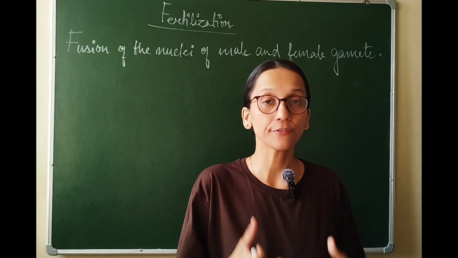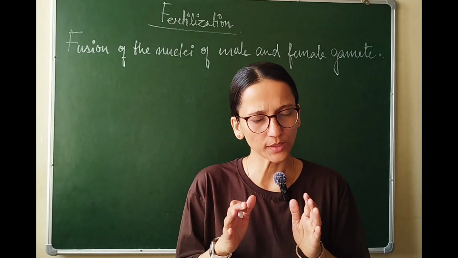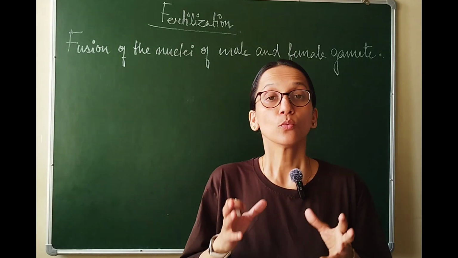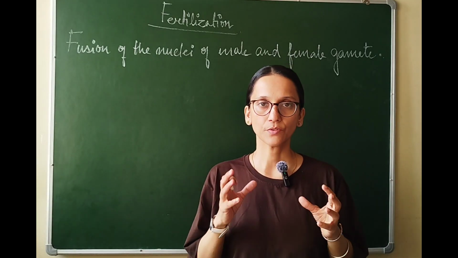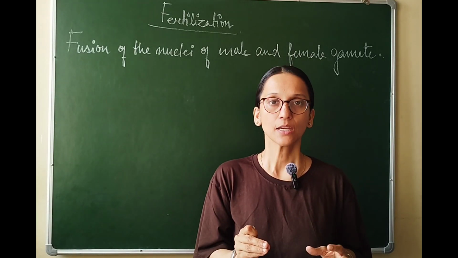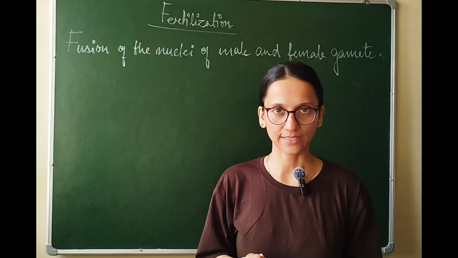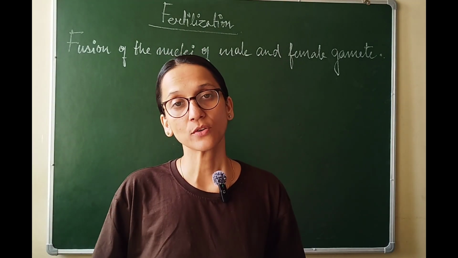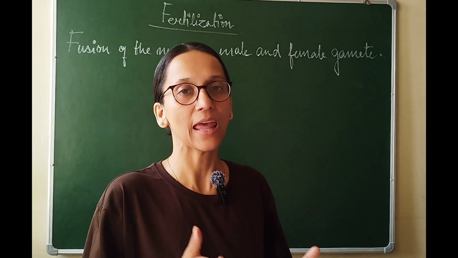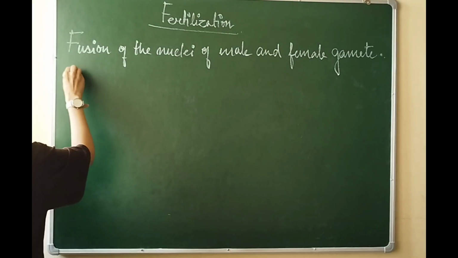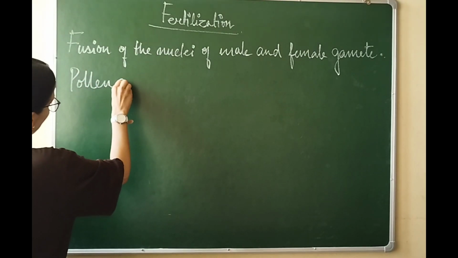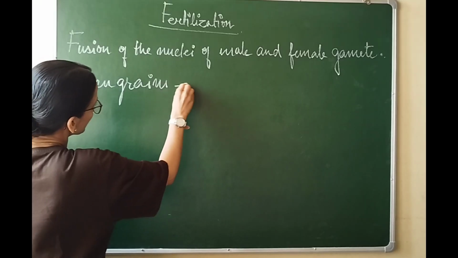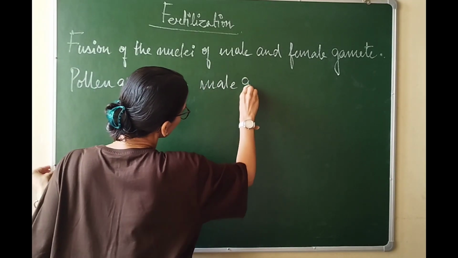Well, in this class we will finish the chapter pollination and fertilization with the last topic, which is fertilization. So what do we understand by the term fertilization? Fertilization is fusion of the male gamete or the male sex cell and the female sex cell, right? Now, in case of plants, let us try to find out the structures that produce the male and the female gamete. So in case of plants, the pollen grains actually produce male gamete.